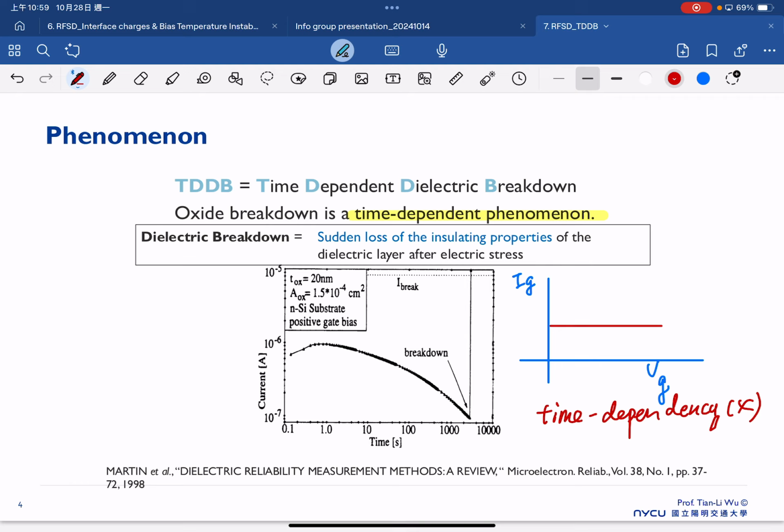But now, if we try to do similar testing, but plot the gate current versus the time, this is a case under the positive gate bias. We start to see the curve first increase, then decrease. At a certain moment, we see a huge increase here. And this huge increase suggests the hard breakdown phenomenon.